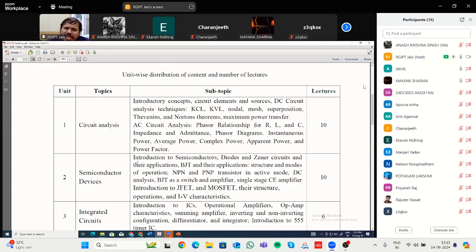The grades are A plus, A, B plus, B, C plus, C. After that it is F, which means fail. So these six grades are there. This is the basic structure.